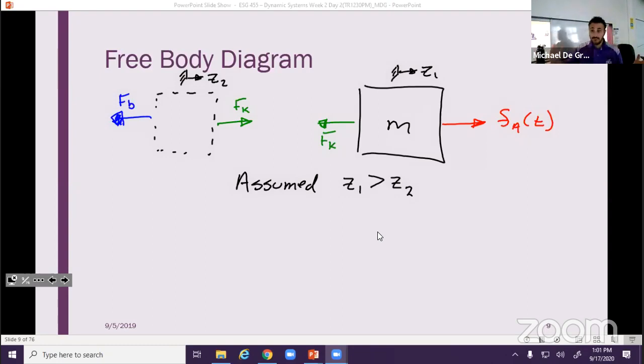Because I've done that, I've assumed that this mass M is moving more than the node. That's going to be important because this is a free end spring, which means it scales with relative displacement. What if we had a KD for this? Okay.